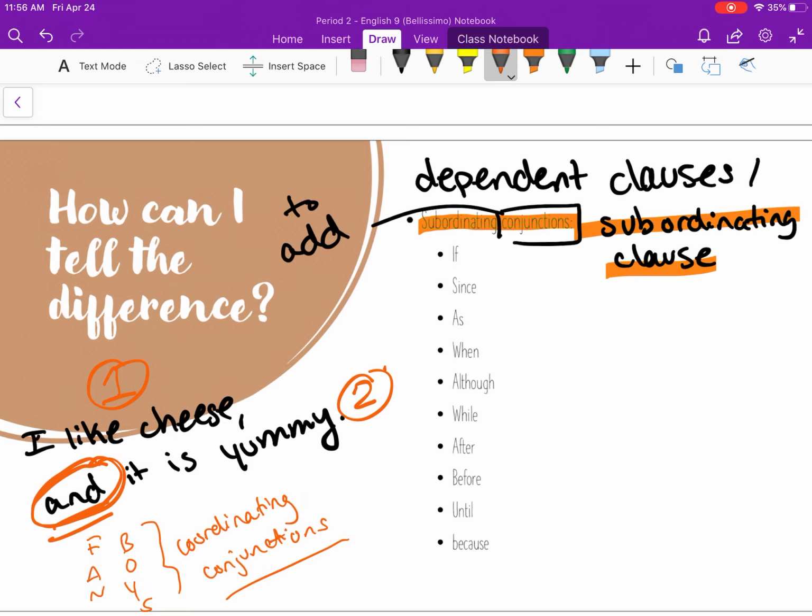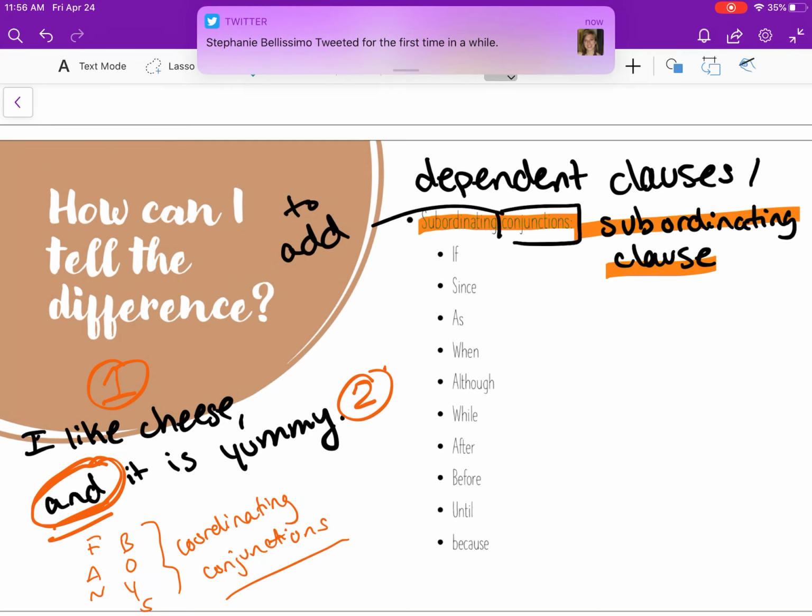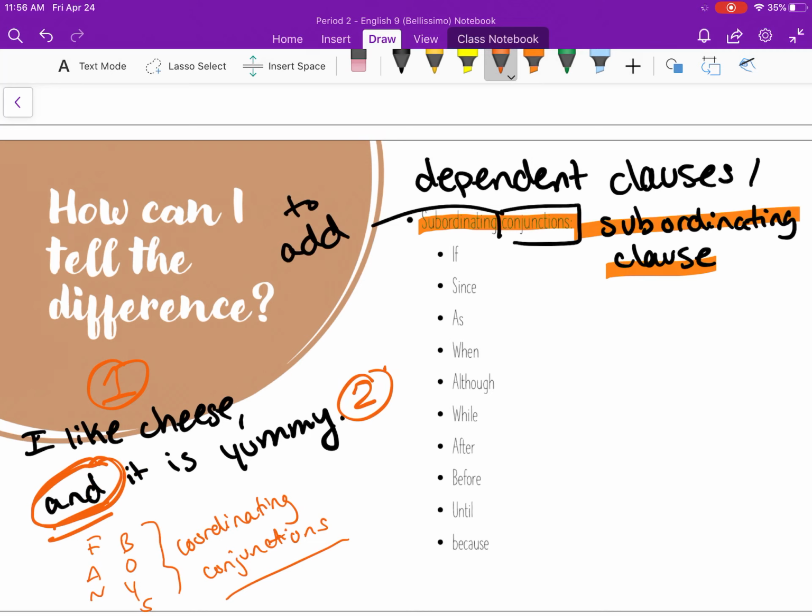Same idea with these words right here. Now I chose some of the more common ones, although this list is not complete because there are different kinds of dependent clauses. But I don't want to get too complex in telling you about all the different kinds. I want to break it down, and these are some of the more common ones that we'll see. Okay, so we have if, since, as, when, although, while, after, before, until, because.